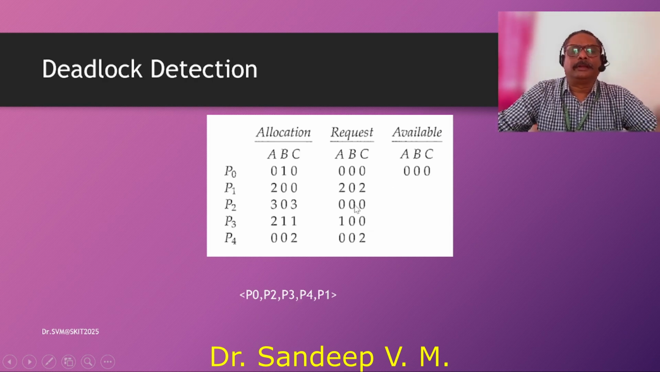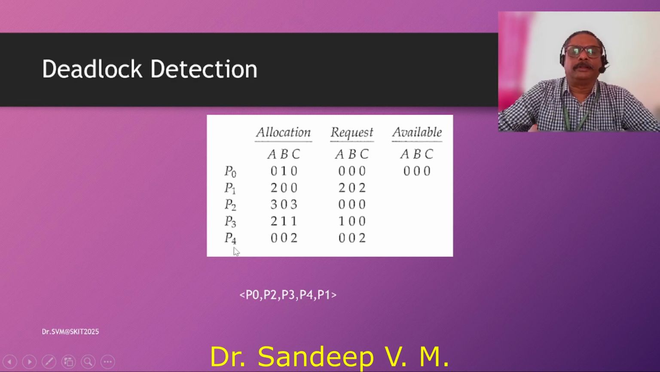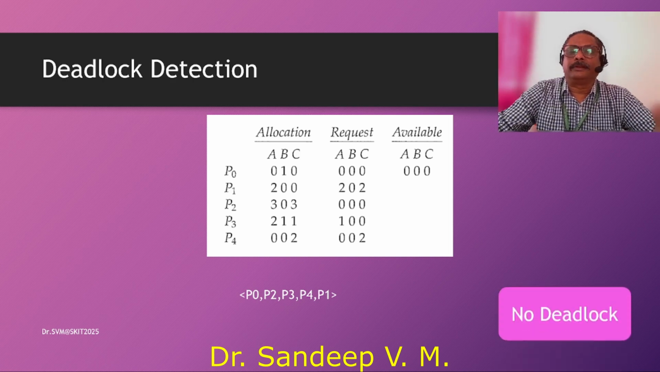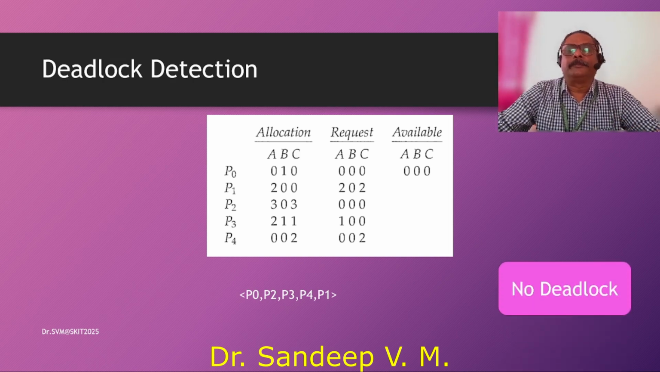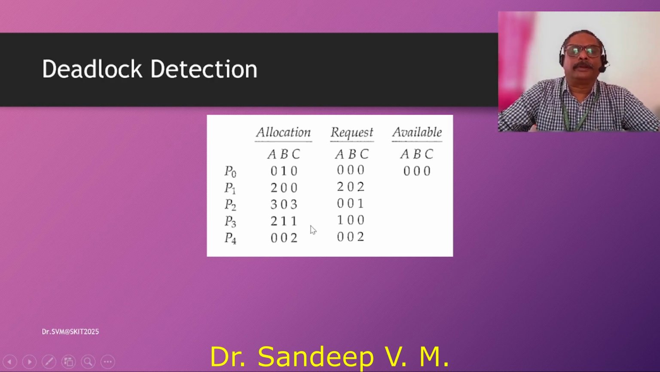It can be any other order also. After P0 and P2, we can go back and work for P1, then P3, then P4. Whatever order you think of, we can say that all 5 processes have completed, and hence there is no deadlock identified.